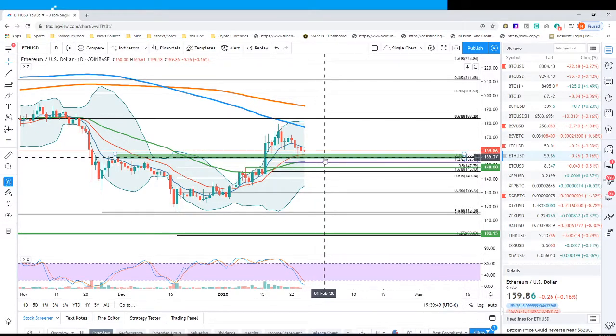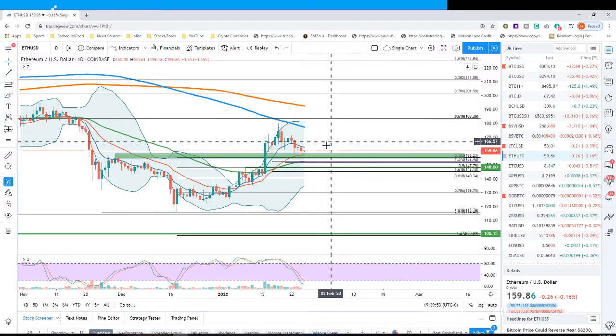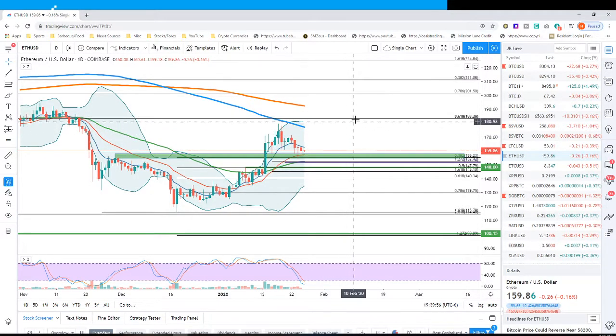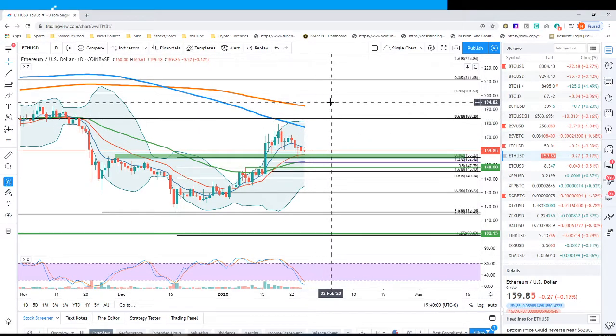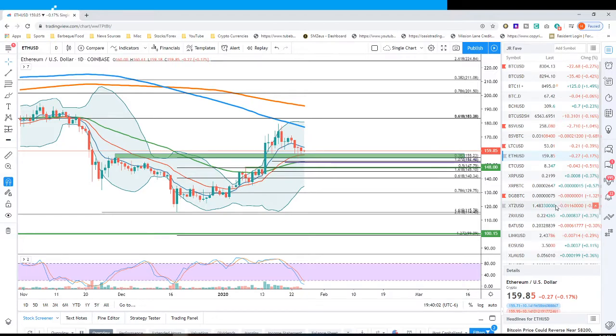Okay, so let's see how this support area holds. If it holds, then it could give it enough to get back and going in the right direction and possibly take out the 200-day moving average. So let's see what happens there.